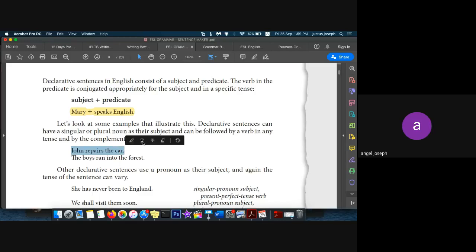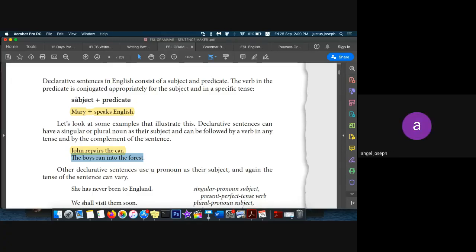John repairs the car. Who is the subject here? John. What is the predicate? Repairs the car. Okay. The boys ran into the forest. Who is the subject? The boys. Predicate? Ran into the forest. Okay.